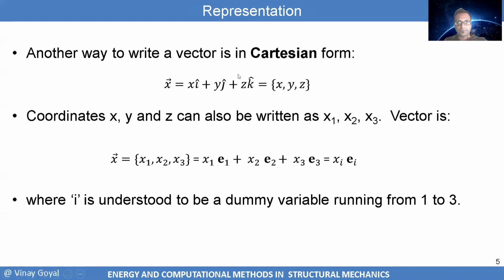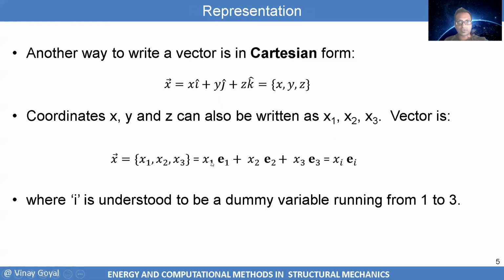Another way to write a vector is in Cartesian form. So you could write x with a vector symbol on the top, x i hat plus y j hat plus z k hat. That's one approach. The coordinates x, y, and z can also be written as x1, x2, and x3. So instead of using x, y, and z, like I said before, you can use x1, x2, and x3. The vector in this case is x with the vector symbol on the top, and then x1, x2, and x3 are the components of that vector.